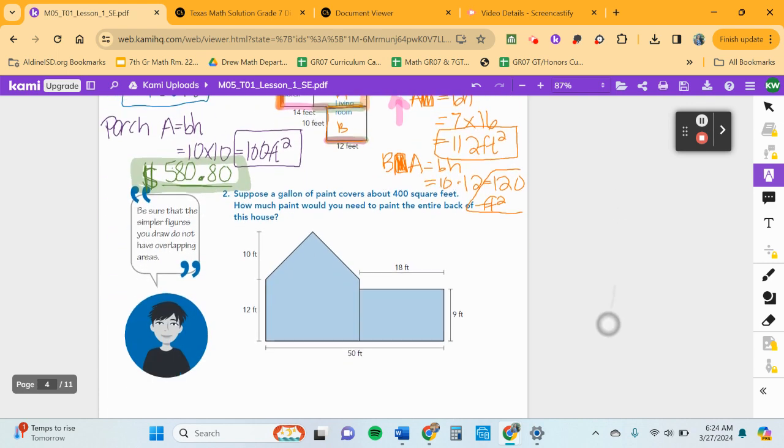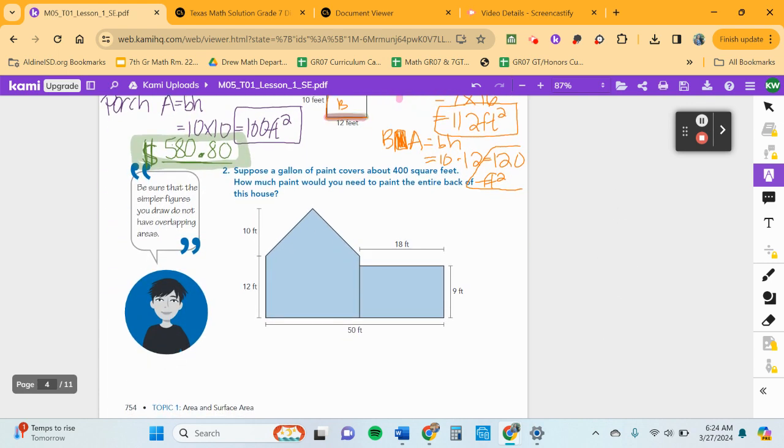All right, question number 2 says, suppose a gallon of paint covers about 400 square feet. Now we're talking about paint. How much paint would you need to paint the entire back of this house? So here we have a composite figure that models the back of a house. And the information that it gives us, let's go ahead and highlight that because it is important. A gallon of paint covers 400 square feet.